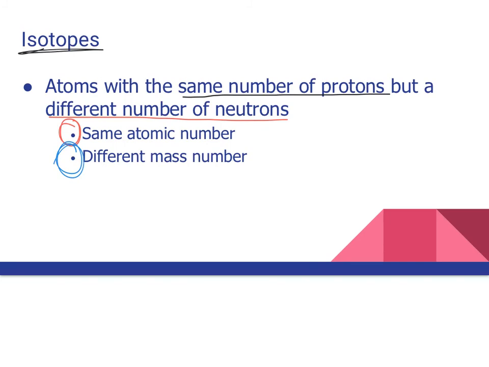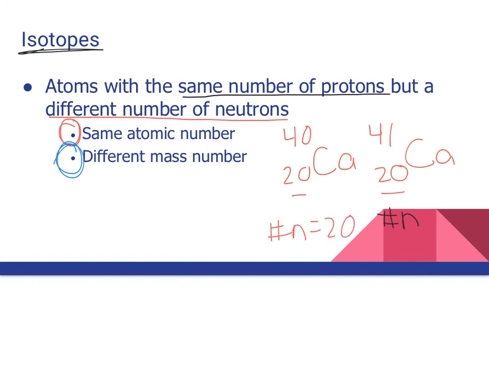An example of 2 isotopes would be as follows. I could take calcium and symbolize it like so. Both of these examples have calcium with an atomic number of 20, because 20 protons are the only number of protons that can be in a calcium nucleus. But I could have calcium with a mass number of 40, or a mass number of 41. If I were to determine the number of neutrons in each of these, in my first example, the number of neutrons would equal 20. In my second example, the number of neutrons would equal 21. So this right here is an example of two isotopes. They contain the same number of protons, but differing numbers of neutrons.